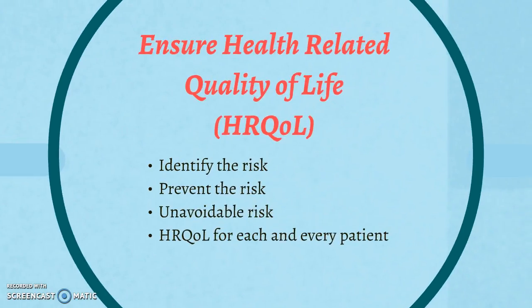So we want to ensure health-related quality of life. So how do all of these concepts tie together? So we want to identify the risk, and we want to then figure out how can we prevent the risk. So when the risk is unavoidable, we want to heal on all levels to ensure that health-related quality of life is restored through the disablement model.